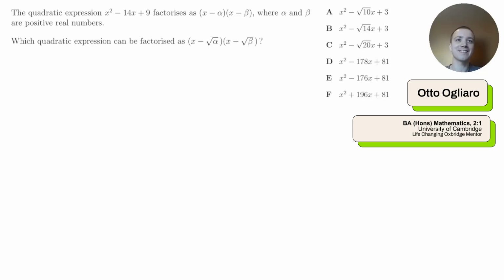Today we're going to be looking at this past TMUA problem. This problem's a very good exercise in understanding how the roots of a quadratic relate to the coefficients. So let's have a look.